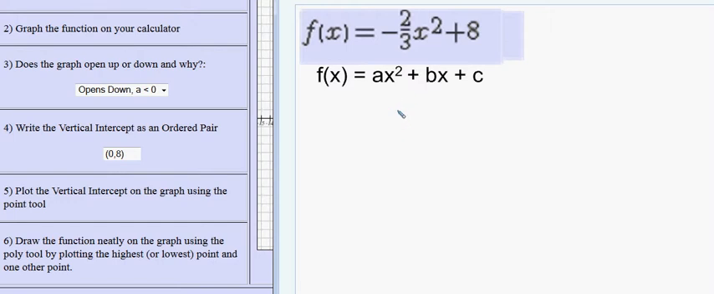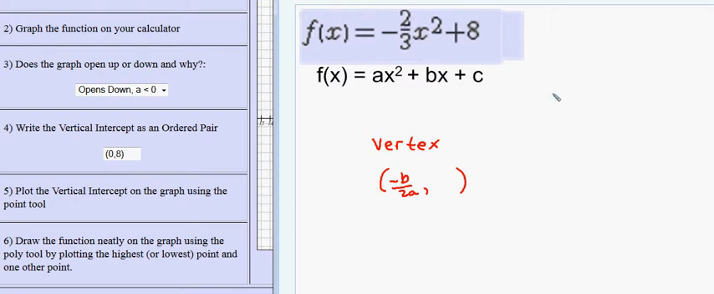So the formula for the highest or lowest point of the graph on a parabola is called the vertex, and the x value of the vertex can always be found by doing negative b over 2a. And then when you find that, you can simply plug that into the original function once you get that x value, and that would give you the y value.